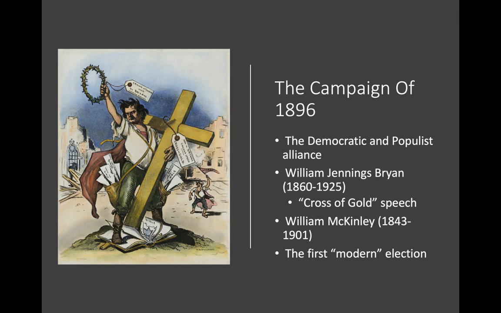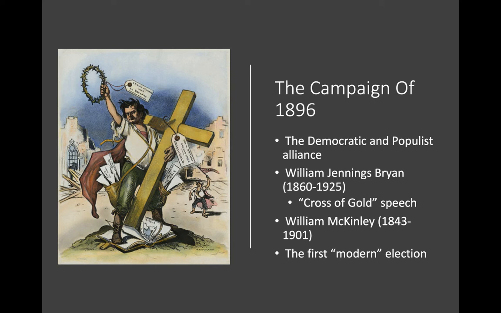Bryan's opponent is William McKinley of the Republican Party. McKinley emphasized that the gold standard, even though it was unpopular among workers, would strengthen not only the American dollar, but also help American business. The election of 1896 is considered the first modern election in United States politics, mostly due to the amount of money spent on the campaign.